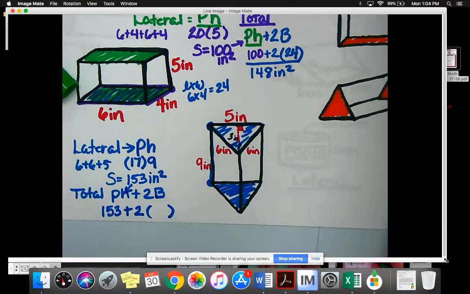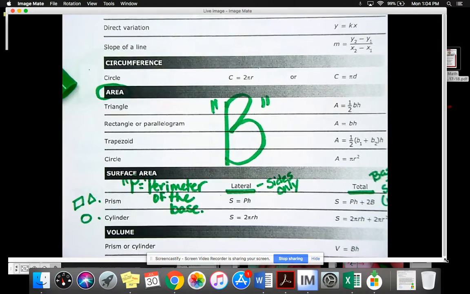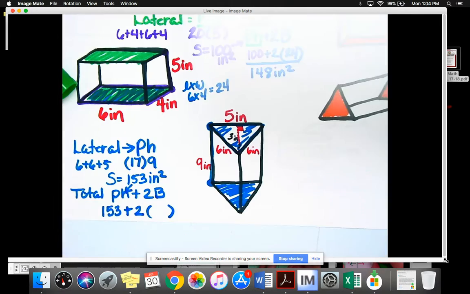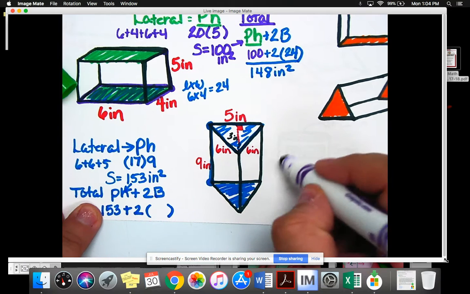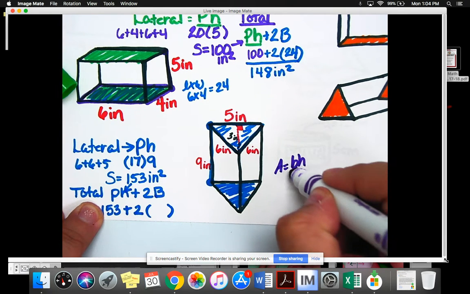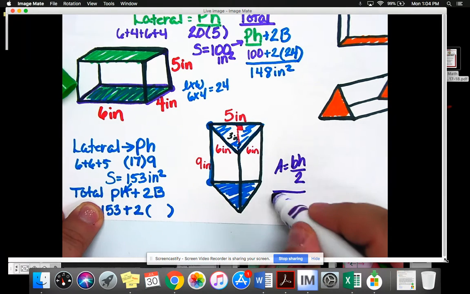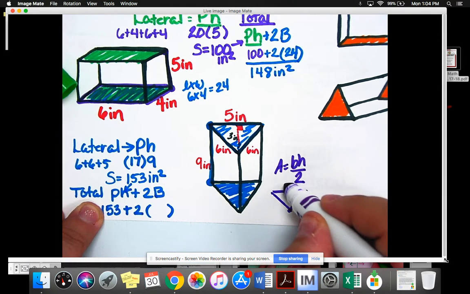So I'm going to go back over here. I'm going to look for big B. I'm going to look for triangle, and it's 1/2 base times height. And if you don't remember 1/2 base times height, area of a triangle is base times height divided by 2. So the base of my triangle, this is what it looks like, right? The base of my triangle is 5.